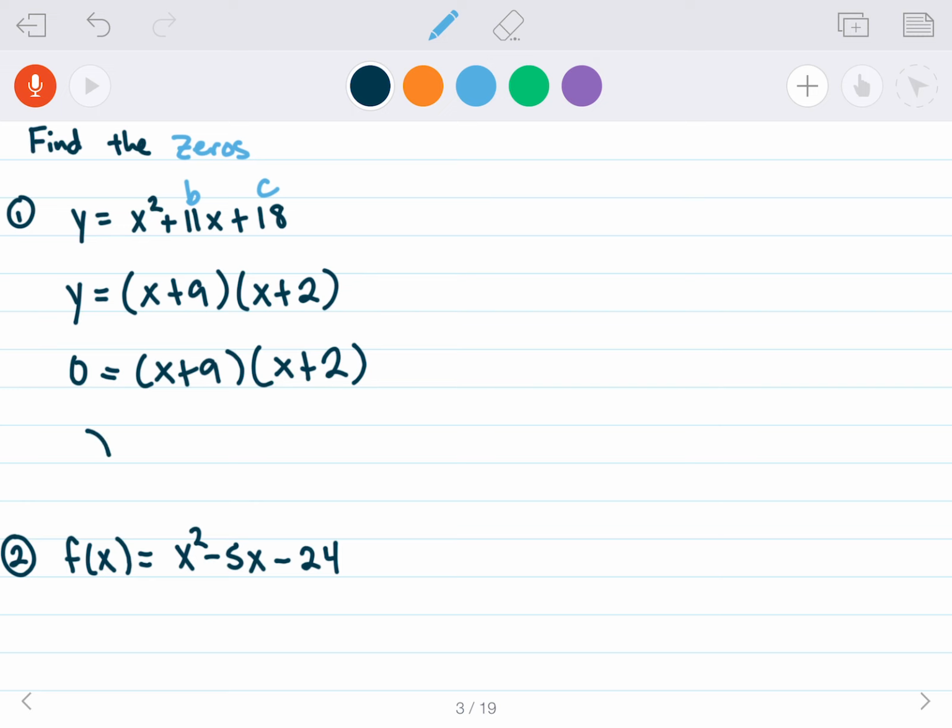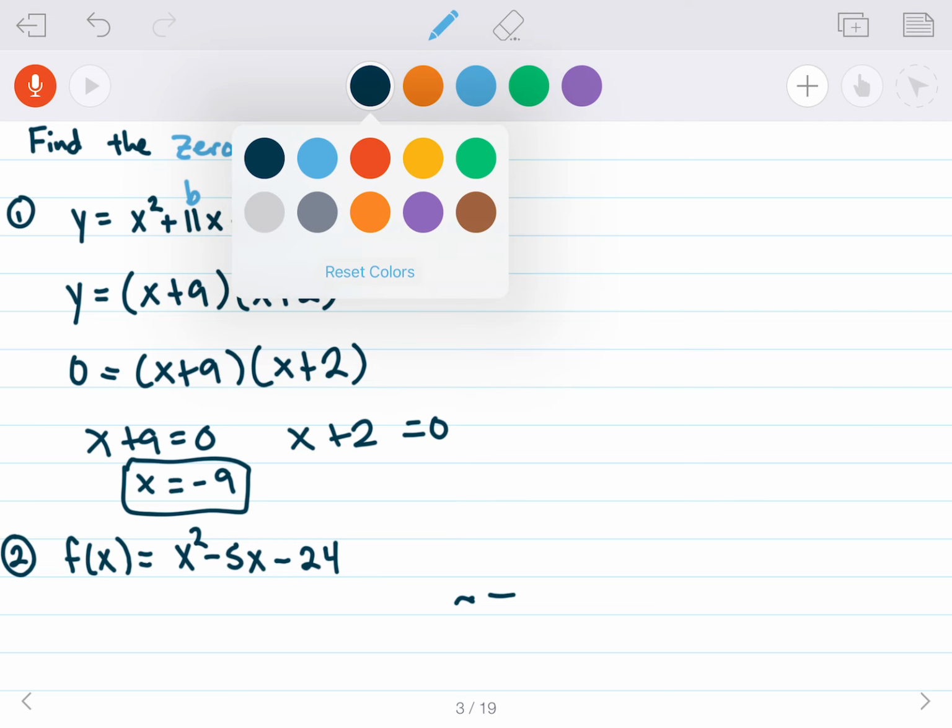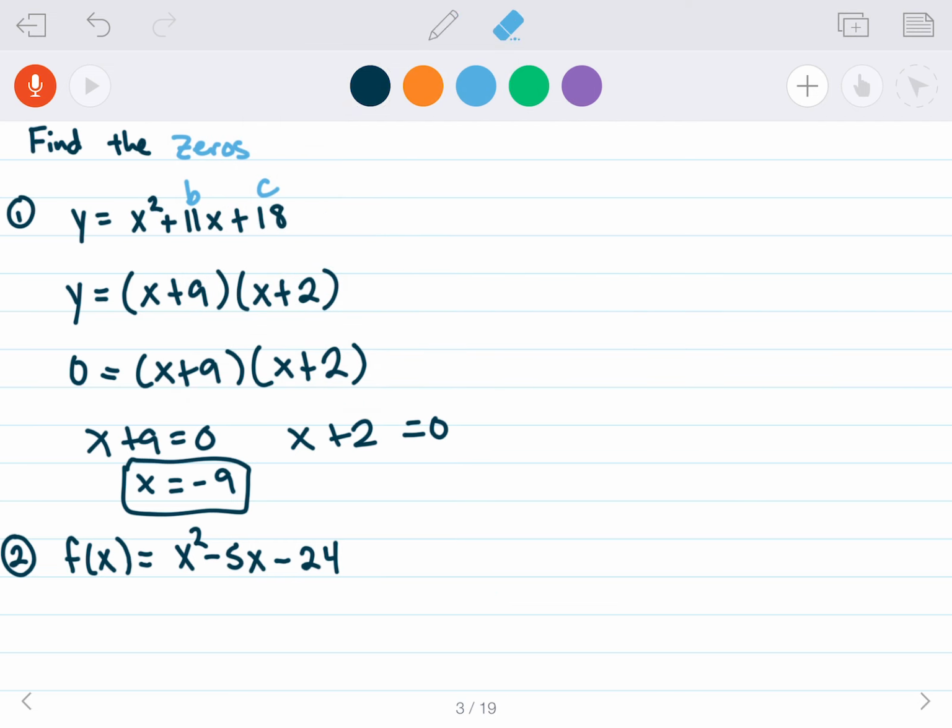Then I can set each of these equal to 0 and solve. I can subtract 9 from both sides and get x equals -9, and I can subtract 2 from both sides to give me x equals -2. Alright, so those are my zeros. That's where the graph crosses the x-axis.